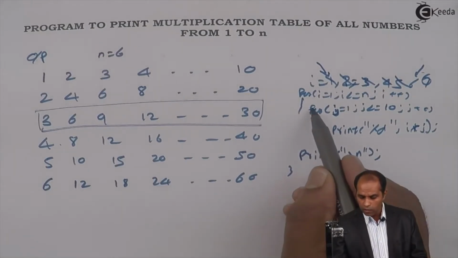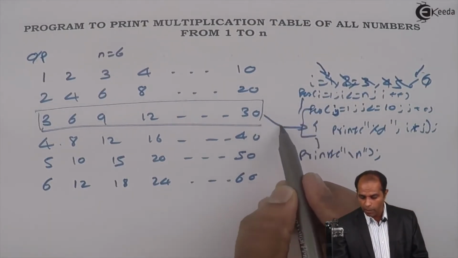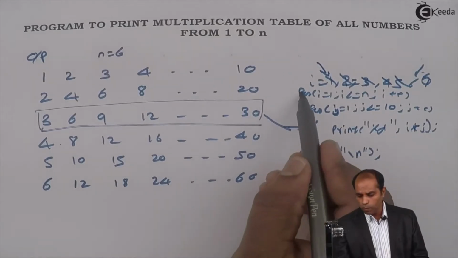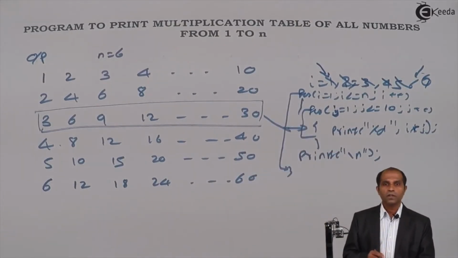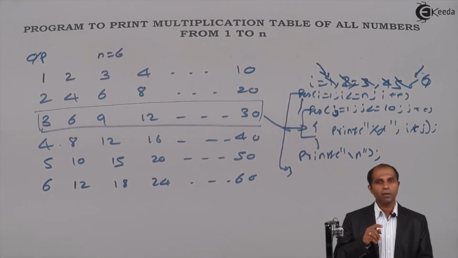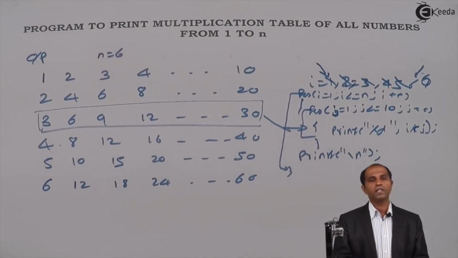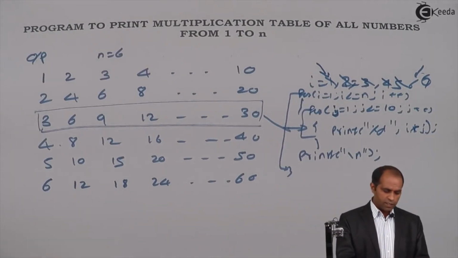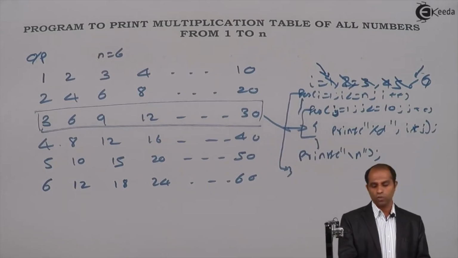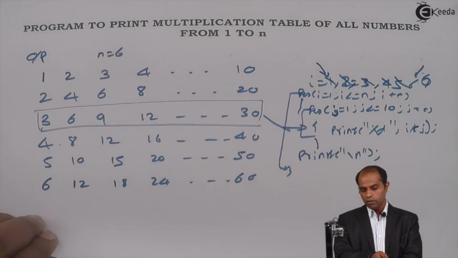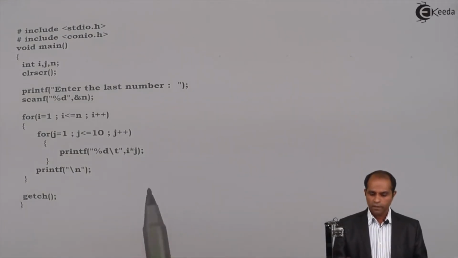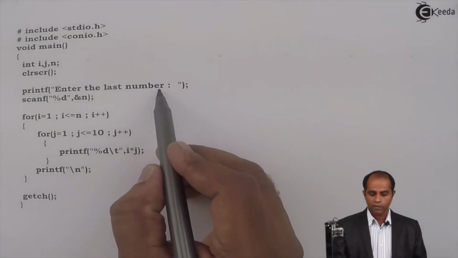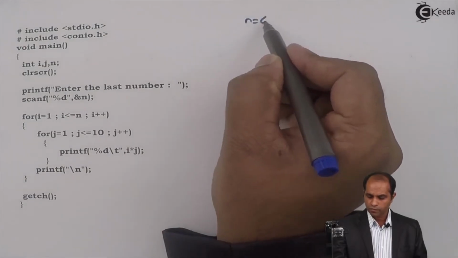So the inner loop generates the table, the outer loop provides the numbers. So here the inner loop is said to be a table generator and outer loop is said to be a number provider. Now let's see how exactly the table is going to be printed. I'll put a formal program to illustrate this particular multiplication table. So here the same program is said. I'll ask the user to enter the last number. So assume that n is 6.